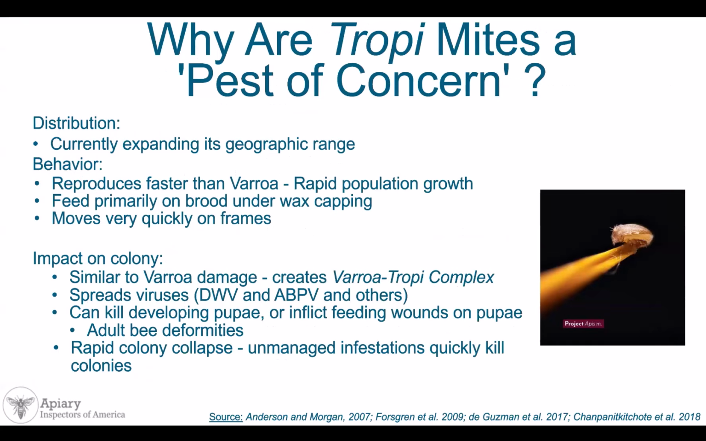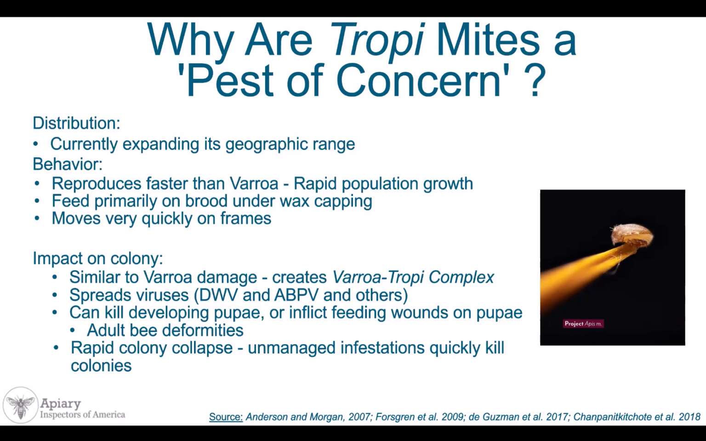So why are Tropi mites a pest of concern? Well, the distribution is currently expanding its geographic range. As you saw, every time you look at a map or hear some rumor, it's heading west, right? So this is something we have to be concerned about. And we learned in the last few weeks with all these rumors that things travel. So it's something we have to keep on our radar.